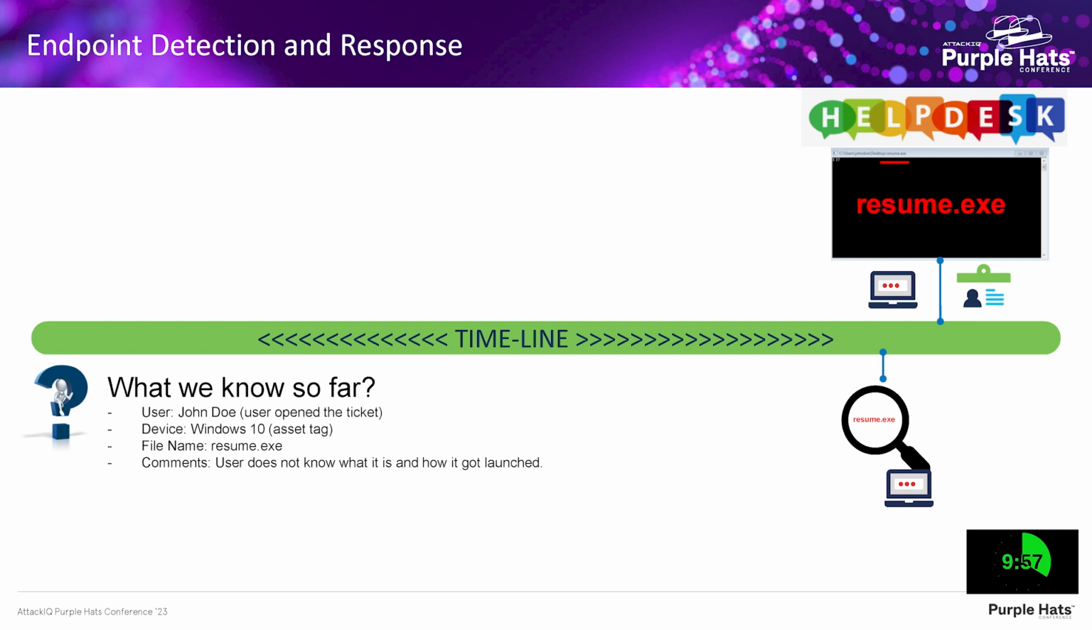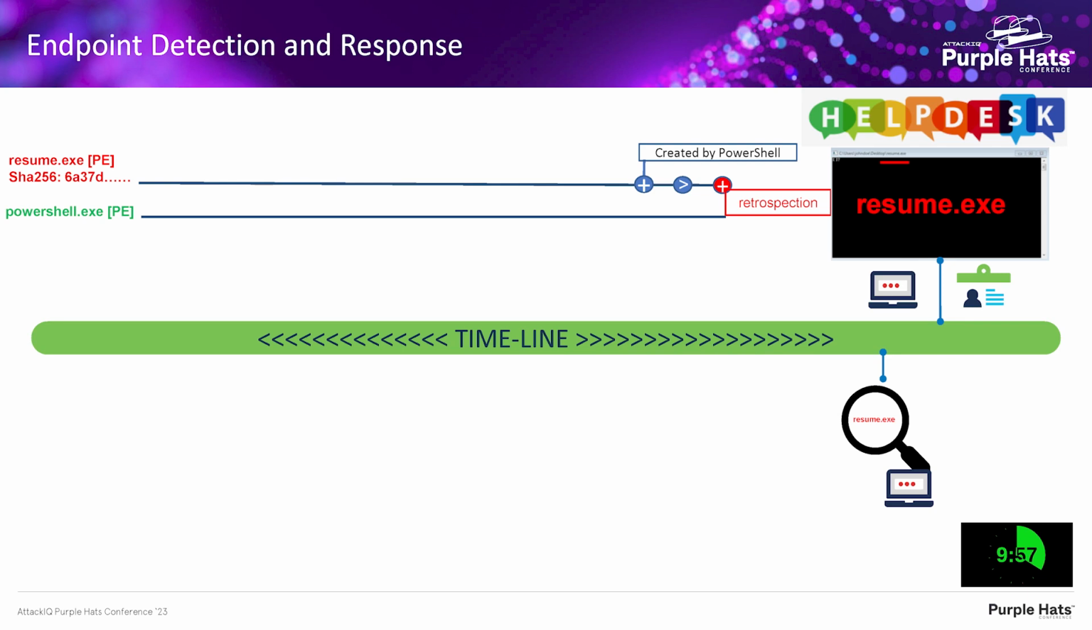We know it's a Windows 10, and this is only because it's a corporate asset, and we've got an asset tag. We've got a file name of resume.exe, and then we've got the comment from the user saying, I don't know how it got here, but it just appeared. So what do you think we need to do now? Well, I'm not asking you to answer at this point in time, but the one thing that we want to do is maybe look up resume.exe within their endpoint detection and response platform.